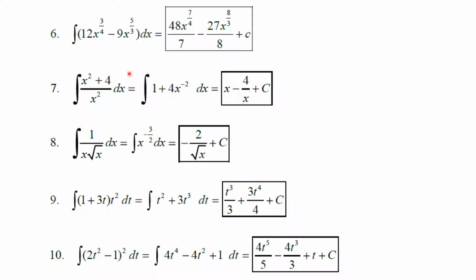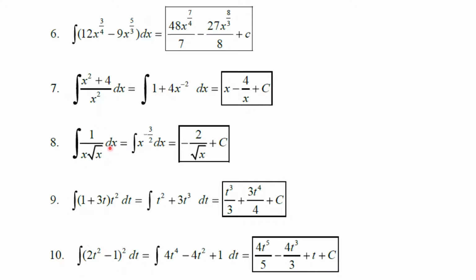When you have functions like number 7, you should actually simplify it to individual terms first. So x squared over x squared gives you 1, and plus 4 over x squared is 4x to the power of negative 2. So when you integrate this, integrating a constant 1 gives you x. Integrating 4x to the power of negative 2 becomes 4x to the power of negative 1 over negative 1. So therefore, it's minus 4 over x, plus c.